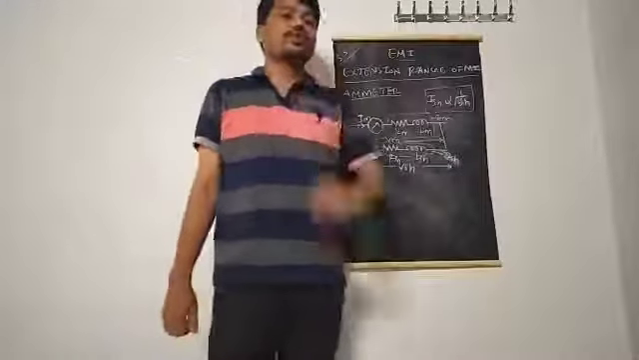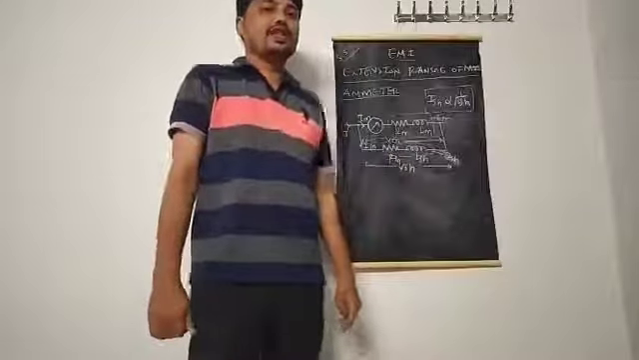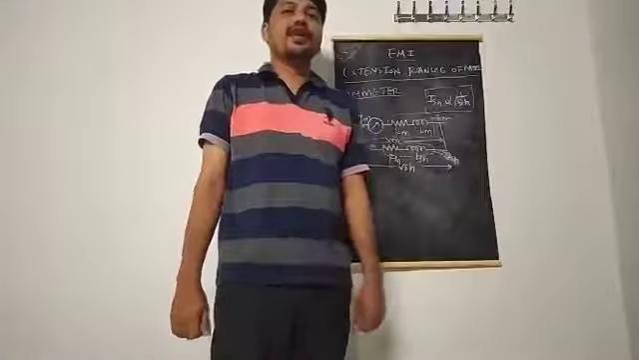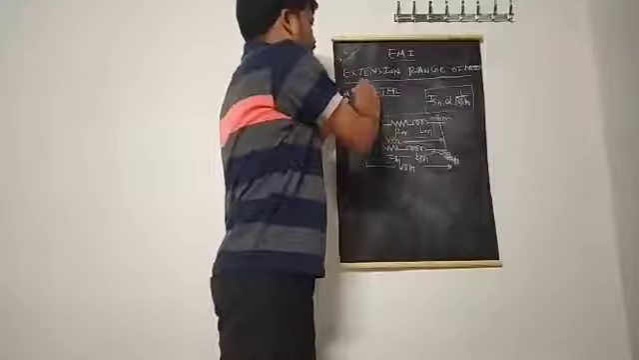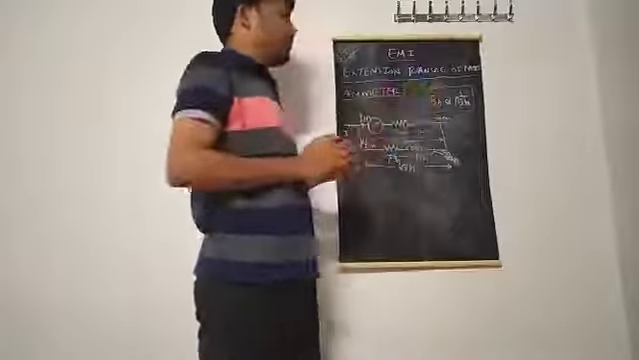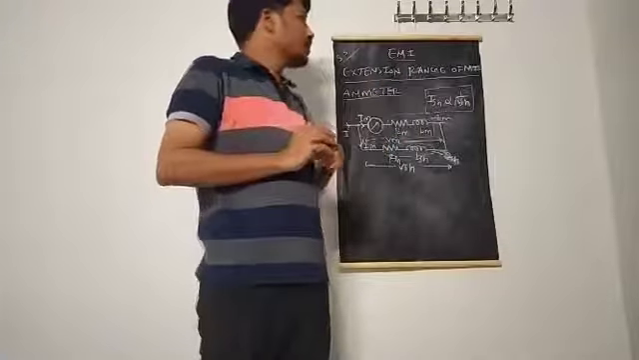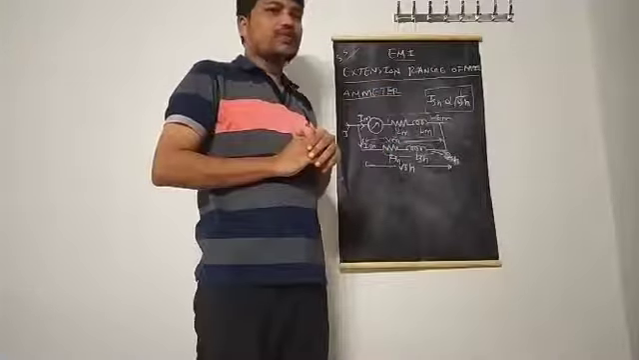So welcome to the course of electrical measurements and instrumentation. Today we will discuss the extension range of the moving iron meters. This is Unit-1. It is the second instrument, that is the moving iron instrument.